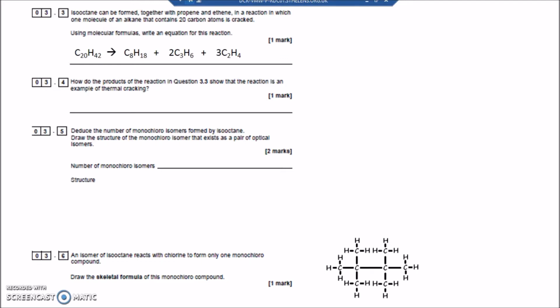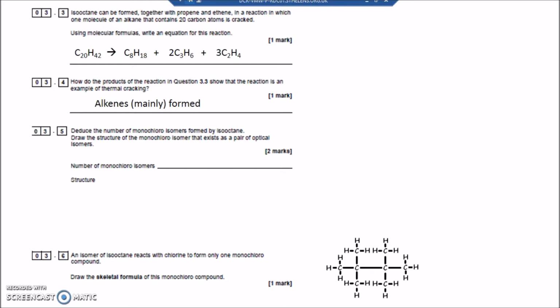How do the products of the reaction show that it is thermal cracking? Well, thermal cracking tends to produce alkenes. Catalytic cracking tends to produce rings. Alkenes formed. Deduce the number of monochloroisomers formed by isooctane. Draw the monochloroisomer that exists as a pair of optical isomers.